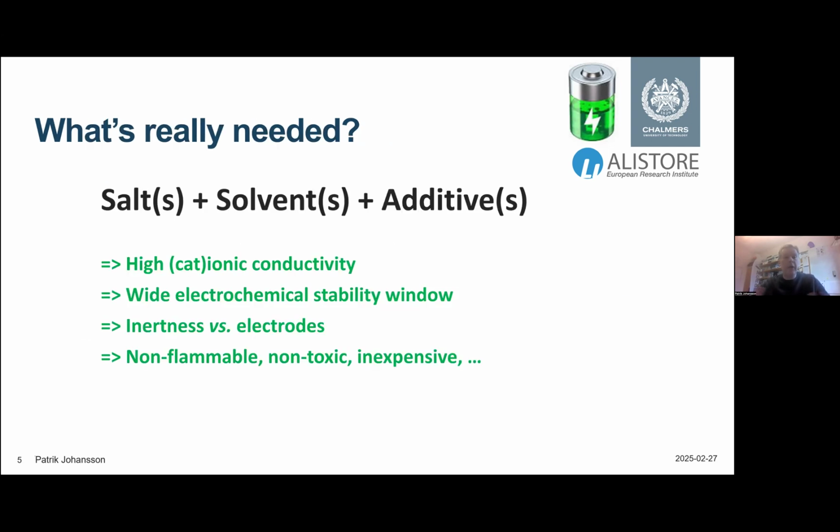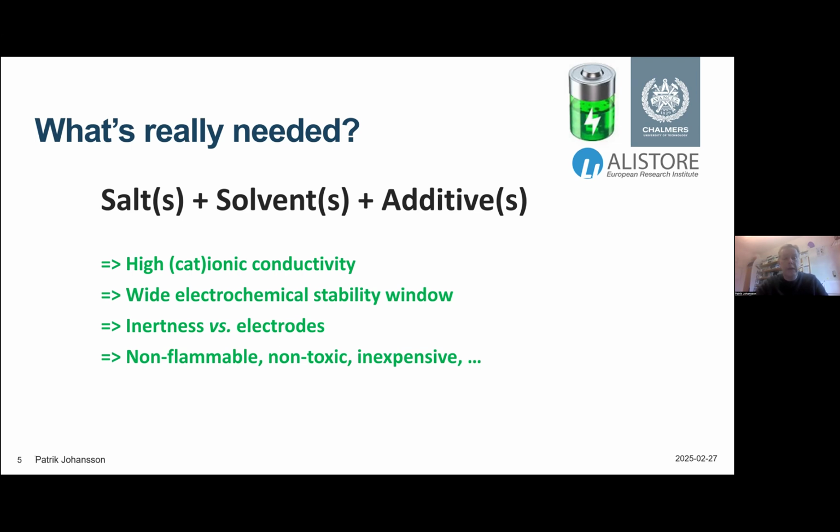So what's really needed when you go for a classical electrolyte that you want to have in a battery? Well, you need one or more salts, you need one or more solvents, and you need maybe a bunch of additives. Doing so, you get a high ionic conductivity. The part of the ionic conductivity that you really care about is the cationic conductivity, because that's our charge carrier of interest.